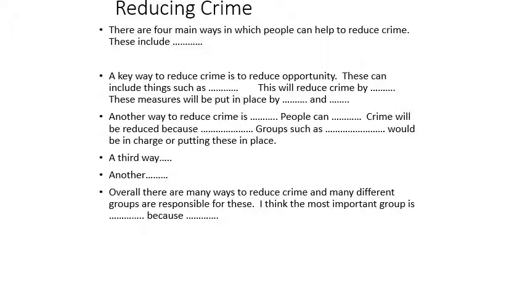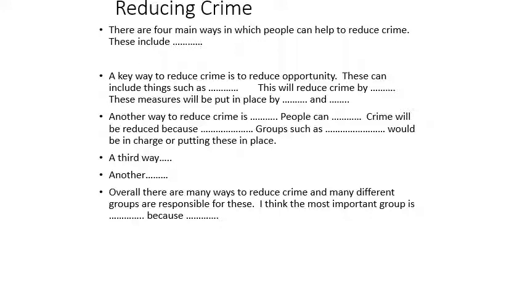Then each paragraph is going to relate to a different category of helping to reduce crime. So you can see here I've started off with a bit more detail. A key way to reduce crime is to reduce opportunity. These can include things as, so here you're trying to give examples. So look back at the previous table. What examples could you use there? And then you need to explain how this would help to reduce crime. So it might be you put a couple of examples and explain how these reduce crime.